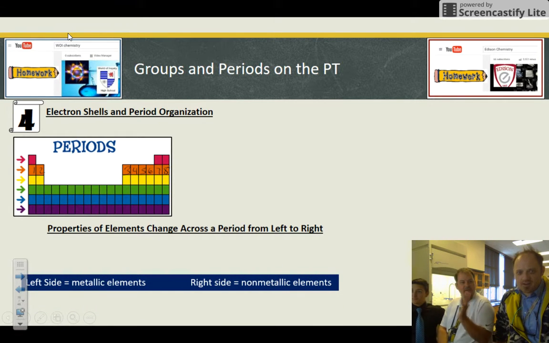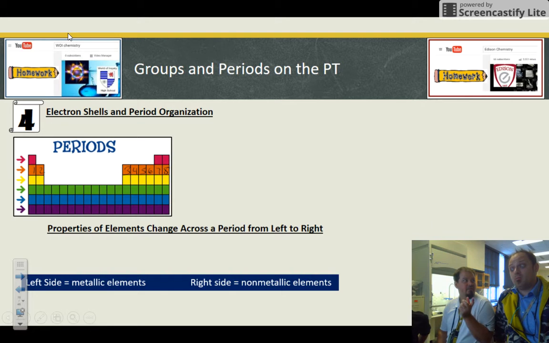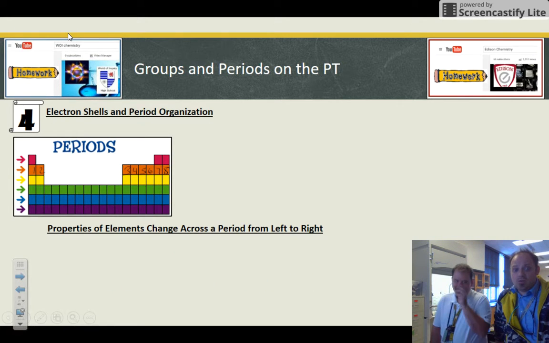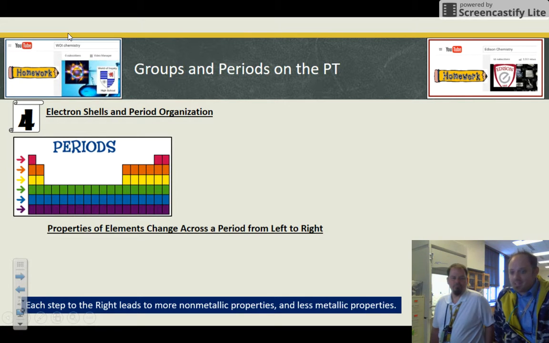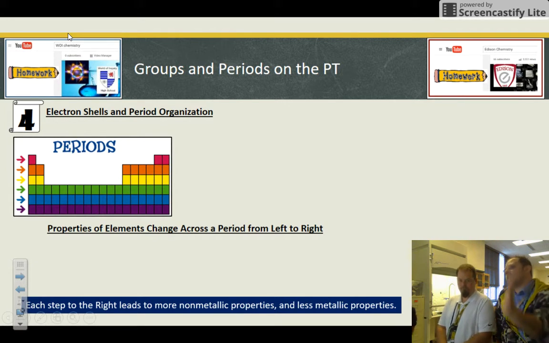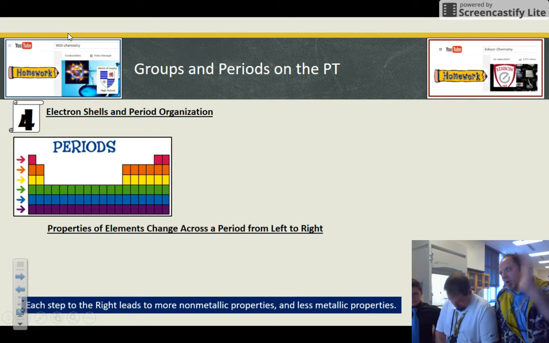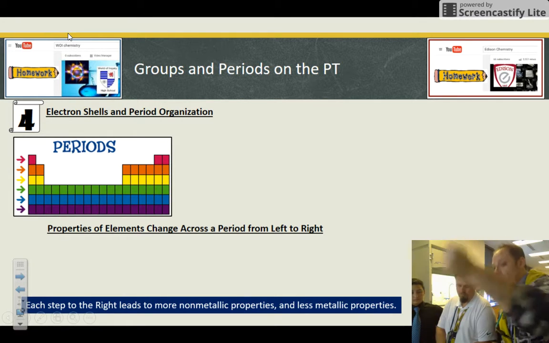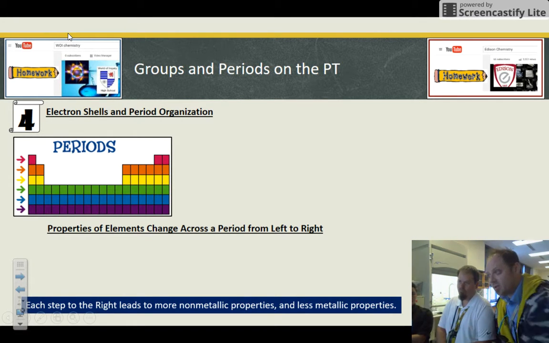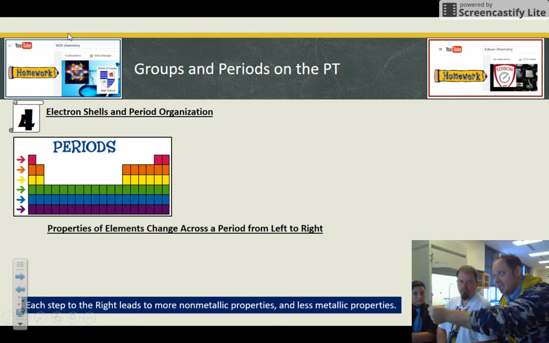Left side is metallic. Right side is non-metallic. We've said that before, but it's important, and we're probably going to say it again. Each step to the right leads to more non-metallic properties and less metallic properties. If you're considering the elements in sequence from left to right, like we read a book, every step you go to the next element, that next element is less metallic than the one before it and more non-metallic. As metallic properties decrease, non-metallic properties increase.